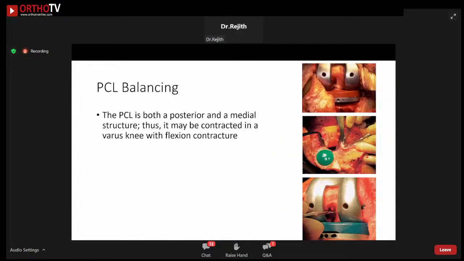Now, sometimes, in spite of all this, you may have to balance the PCL. The PCL sometimes can be so tight, and on flexion, what happens is it tends to lift off, in which case you may have to do a PCL recession from the femur or the tibial side, which will be dealt with much better by Samir in the flexion contracture talk.